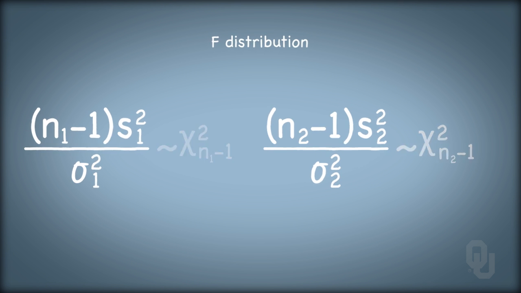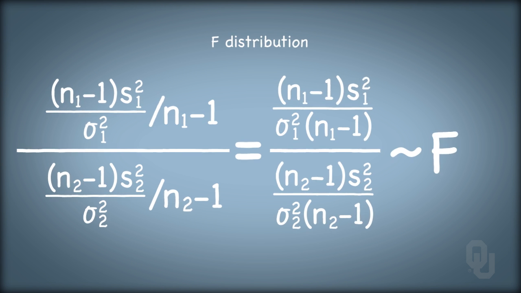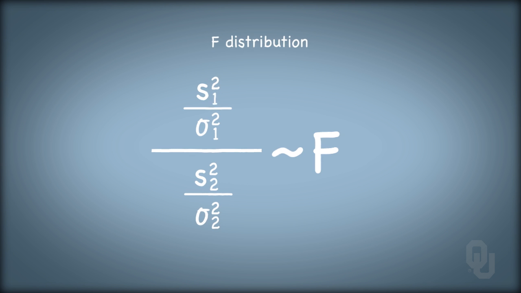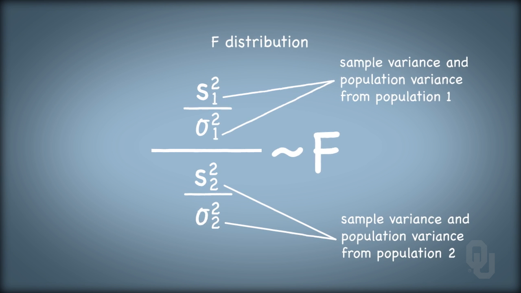So we know that x1 over degrees of freedom n1 minus 1 divided by x2 over degrees of freedom n2 minus 1 follows an F-distribution. The n1 minus 1 quantities cancel out, and the n2 minus 1 quantities cancel out. So we're left with s1 squared over sigma 1 squared divided by s2 squared over sigma 2 squared. And this ratio follows an F-distribution. You can imagine that the subscript 1 could refer to the sample variance and population variance from population 1, and subscript 2 could refer to population 2. In this way, we can perform statistical inference about the variances of two populations.